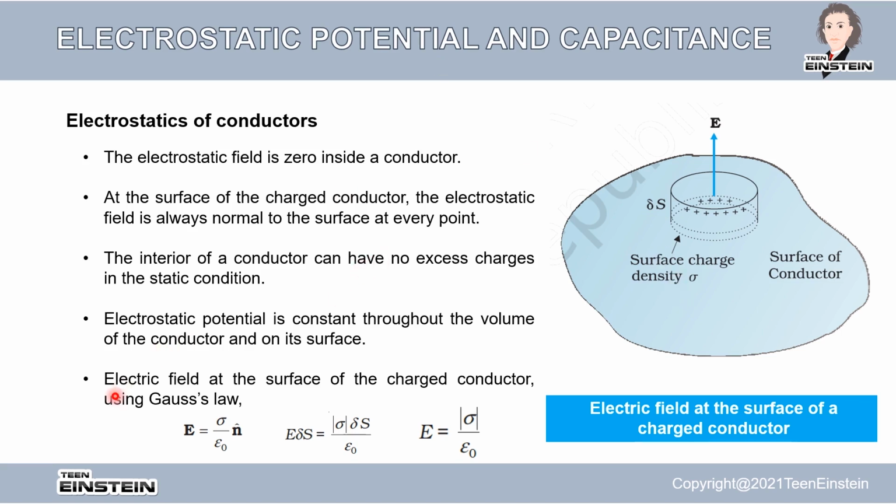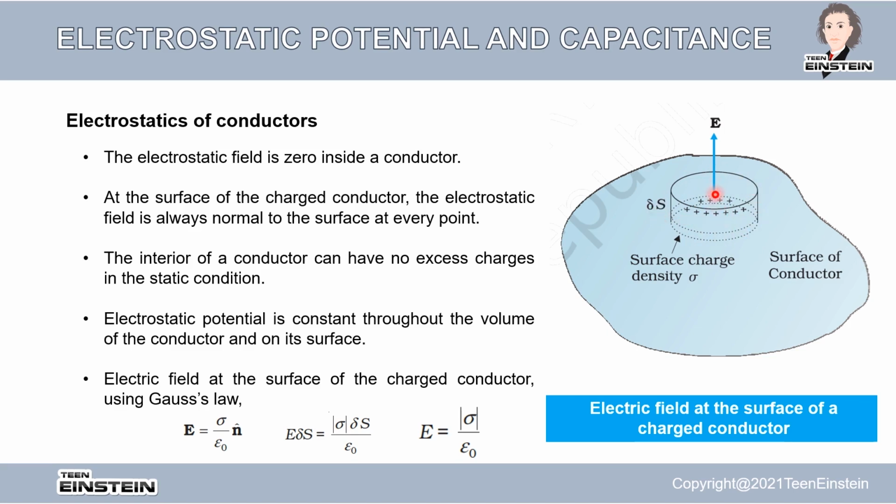Okay. The last point is the electric field at the surface of the charged conductor. We can find out the electric field at the surface of the charged conductor by using Gauss's law. So we know that E equals sigma by epsilon times n cap. What we are going to do is construct a Gaussian surface here, and here we have constructed a cylindrical surface. There are many surfaces: one is the top circle here, and the bottom circle here, and there is a curved surface here.